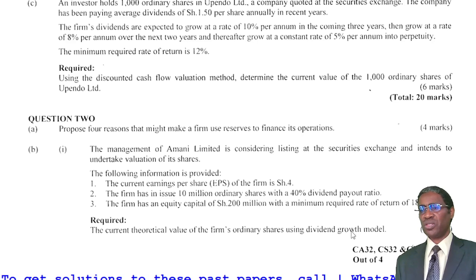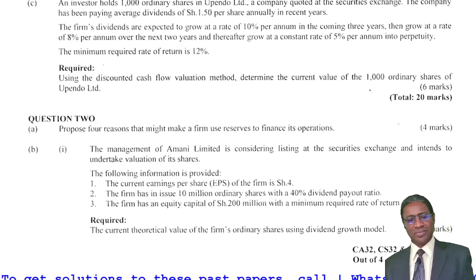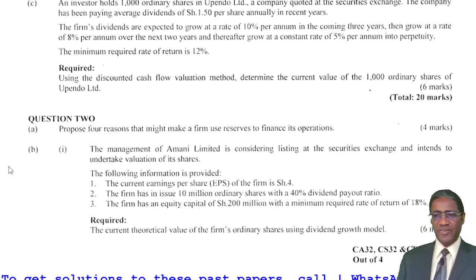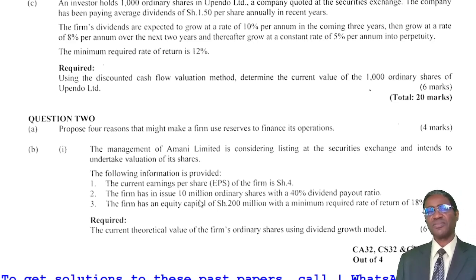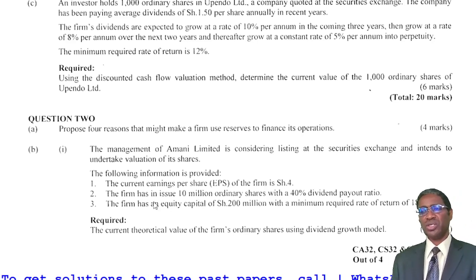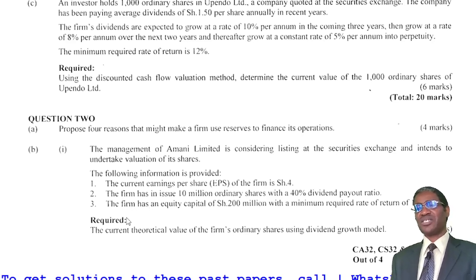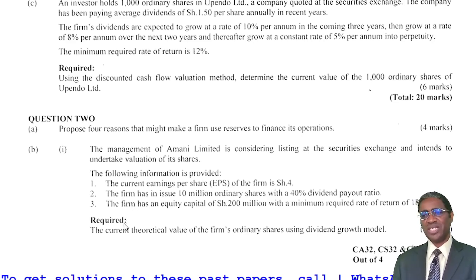Required: calculate the current theoretical value, that is the intrinsic value, of the firm's ordinary shares using the dividend growth method. Good. Which method again? Dividend growth method. Okay. Now listen again. Do we know the G? No. Which method are they asking us to use to compute it? Is it the compounding method or is it the retention? When you look at this question, we don't know the G, but you can tell which method to use.